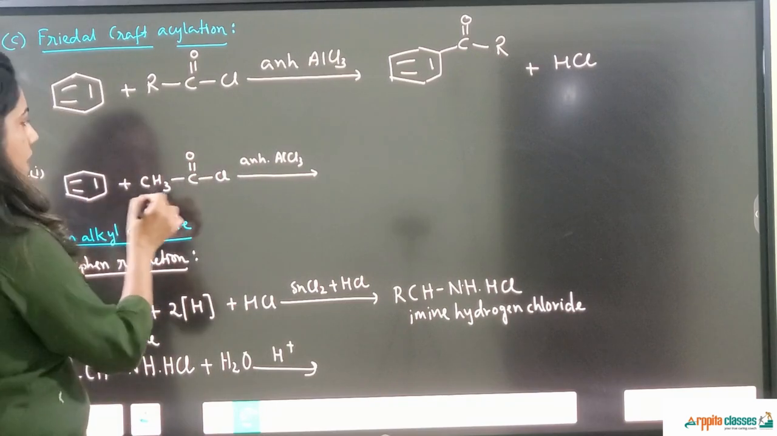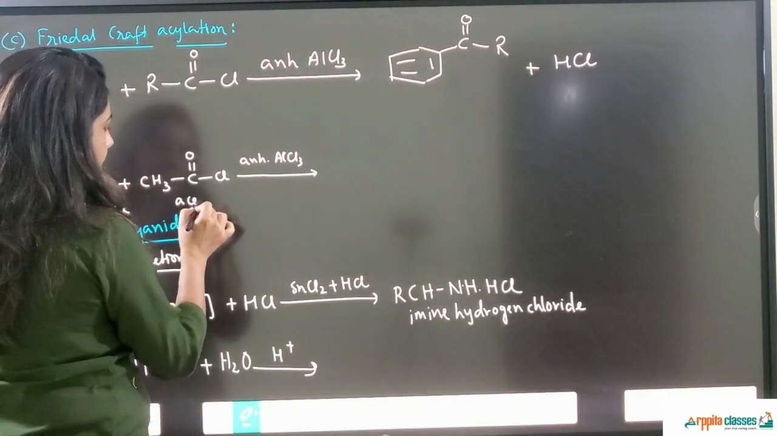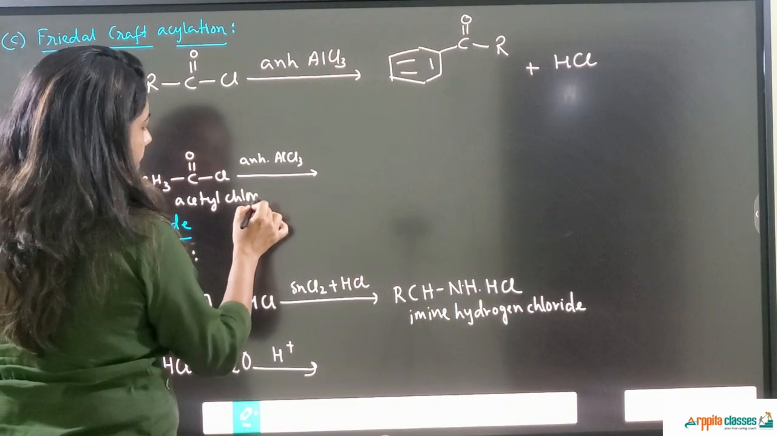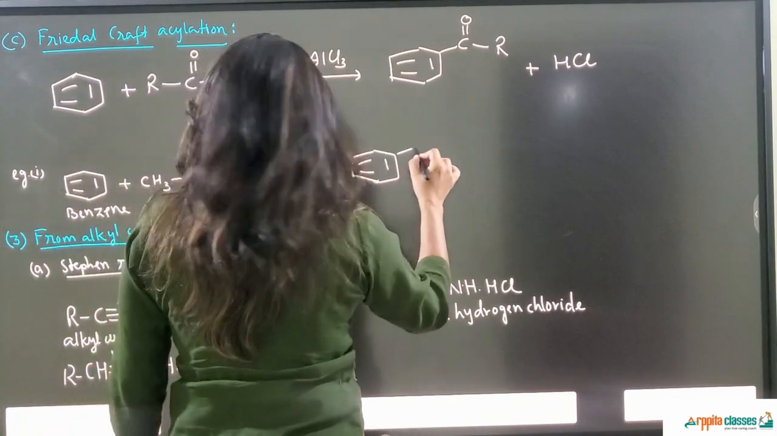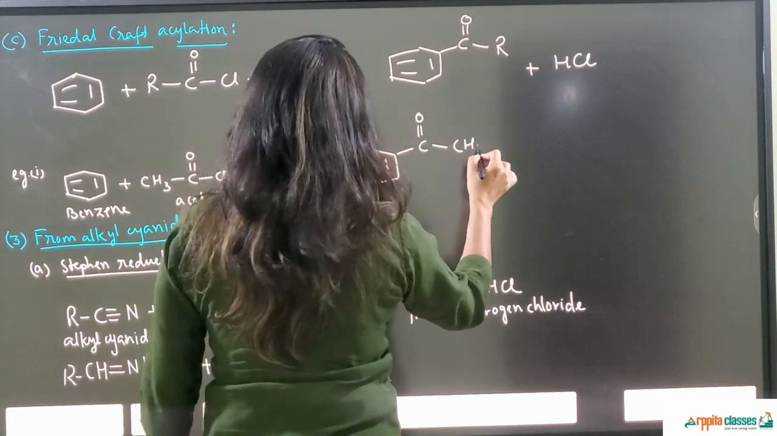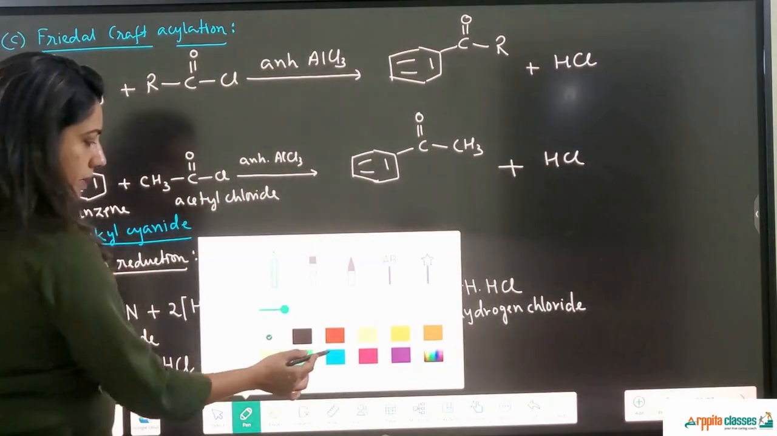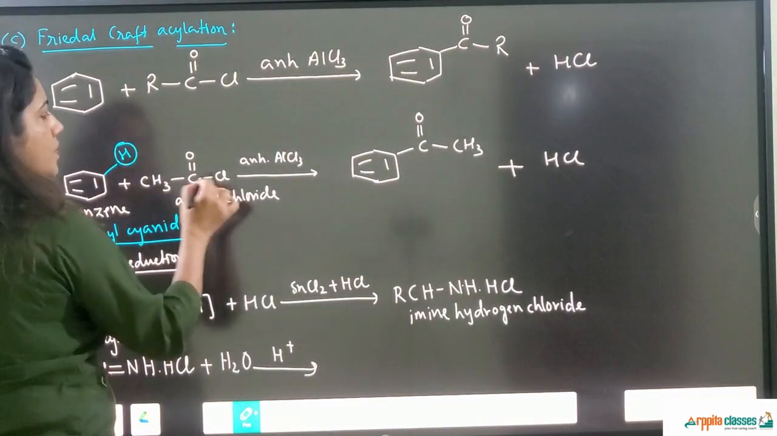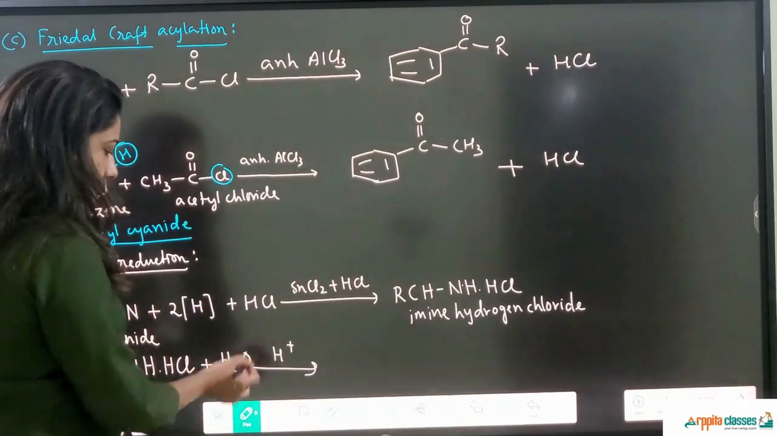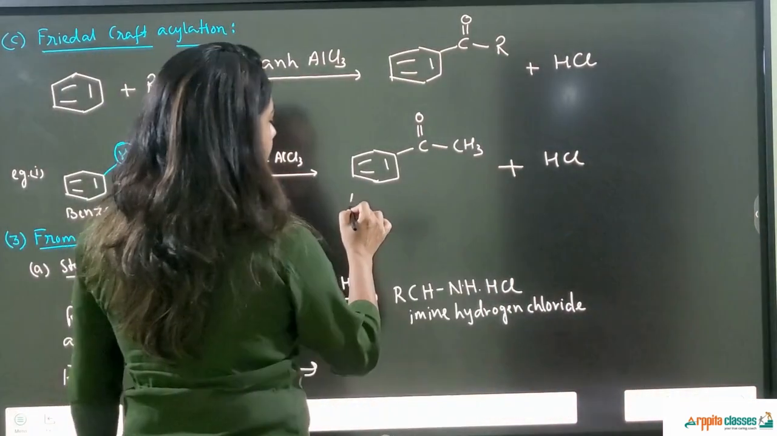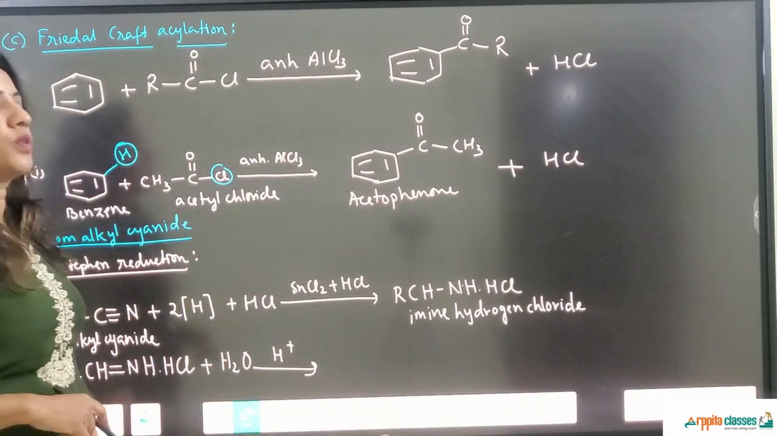Okay, same thing here. See, this is benzene and this is called acetyl chloride. Friedel-Crafts acylation reaction. So the benzene ring will contain COCH3 with the liberation of HCl. For short, if you want to remember this, there is a hydrogen over here. This hydrogen and this chlorine will come out as HCl, and COCH3 will get attached over there. This compound is very well known as acetophenone.